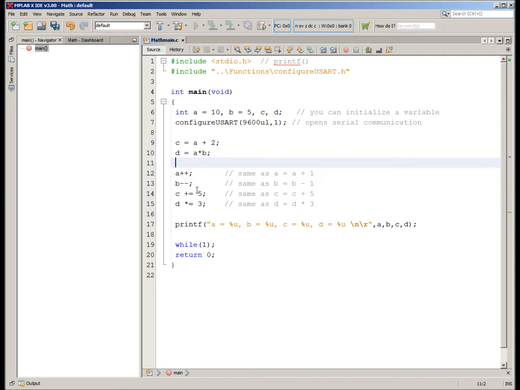D says is times equals. Take whatever D is now and multiply it by 3. Put the result back into the memory position of D.